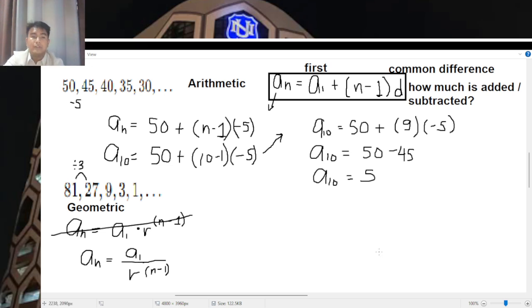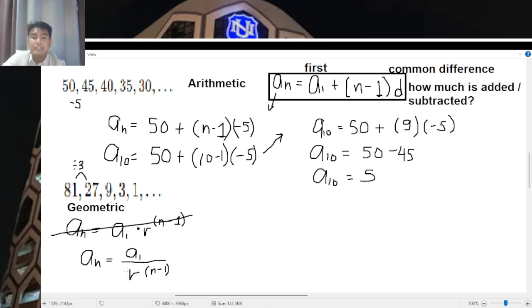So what's next then? If it's divided by 3, can you try to answer this? Try to find the formula and the 10th term. I'm going to solve this in 5, 4, 3, 2, 1. If you have answered this, I hope you can get it right.